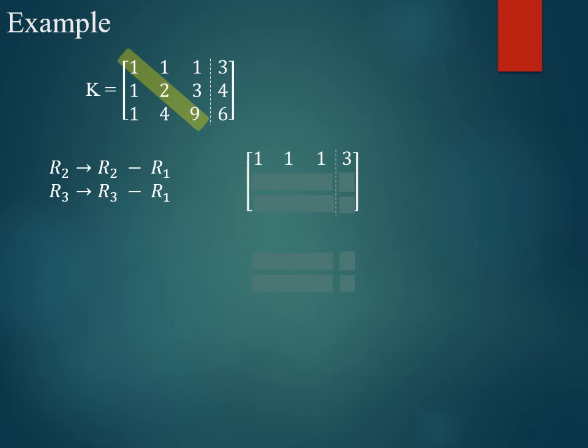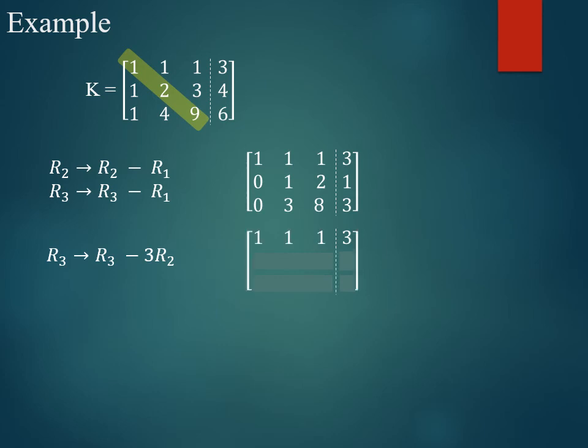So 1 minus 1 is 0, 2 minus 1 is 1, 3 minus 1 is 2, 4 minus 3 is 1. So these are the elements of R2 after the row transformation. For R3 again we get the elements as 0, 3, 8, 3. Then we need to make this 3 as 0. So R3 minus thrice R2. So row 2 remains the same, but row 3 changes to 0, 0, 2, 0.